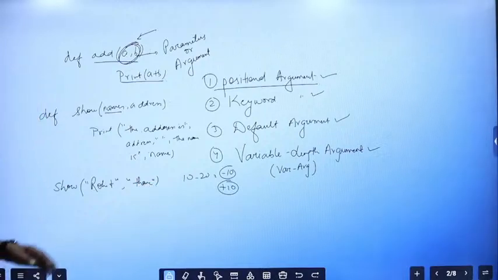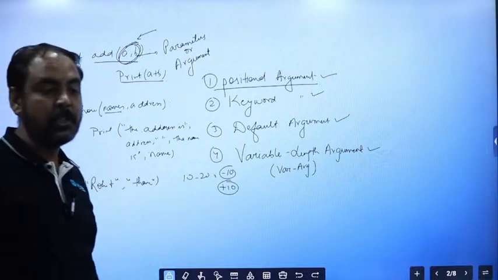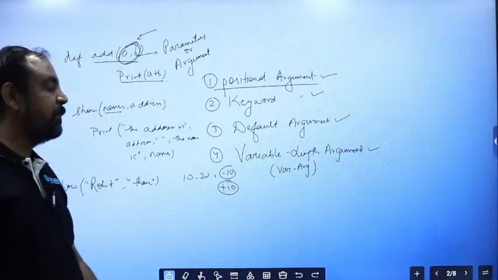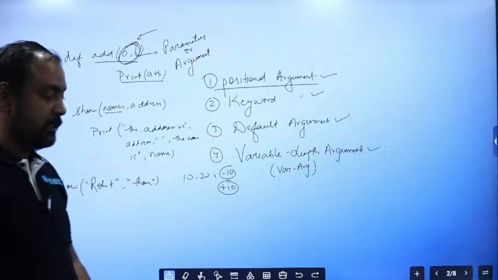Okay, so what is it going to print? The address is Thane, the name is Rohit. So position doesn't matter inside the keyword arguments. After that, the next one is default.